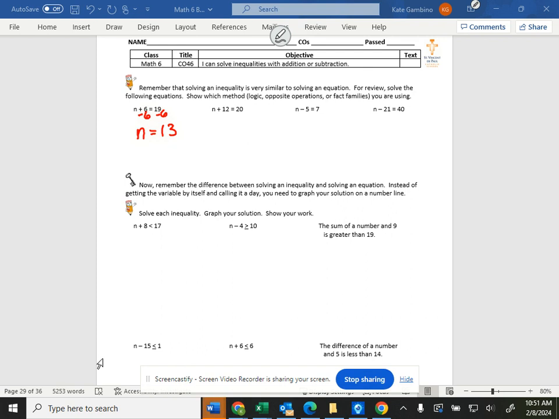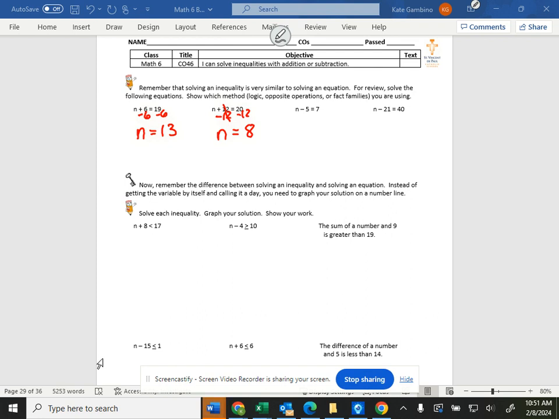N plus 12 equals 20. Layla, what am I going to subtract from both sides, Layla? I'm going to subtract that 12 from both sides. 12 minus 12 zeros out, so n equals 20 minus 12, which is 8.